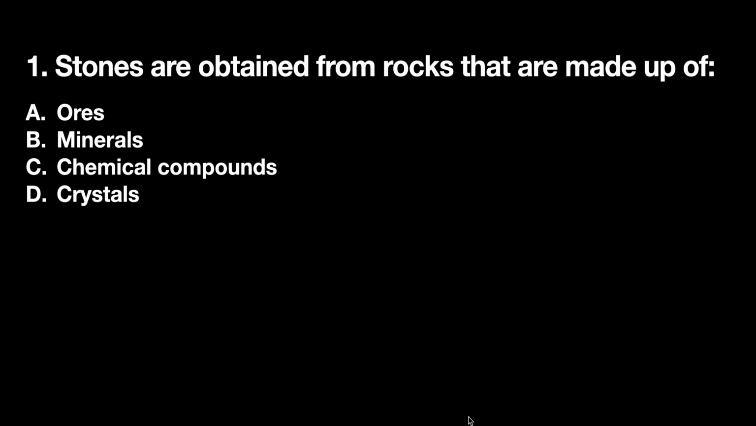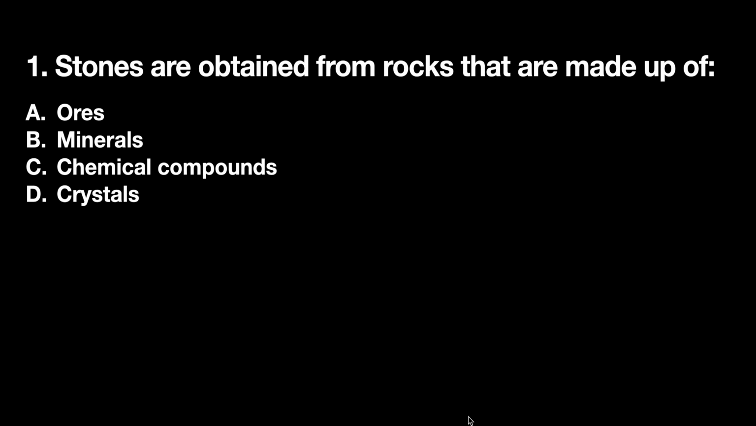And first question: stones are obtained from rocks that are made up of option A ores, option B minerals, option C chemical compounds, option D crystals. Try to remember as much as possible and try to read more of the civil engineering basics textbooks which we have studied in the first year of BTech. It's very easy to read those civil engineering books, nothing more complex is there to read and study, and we'll get 5 marks easily from this area.